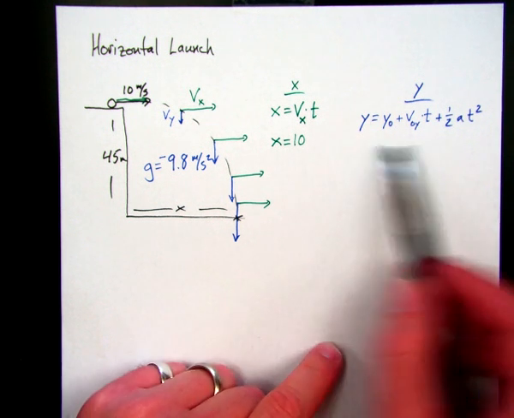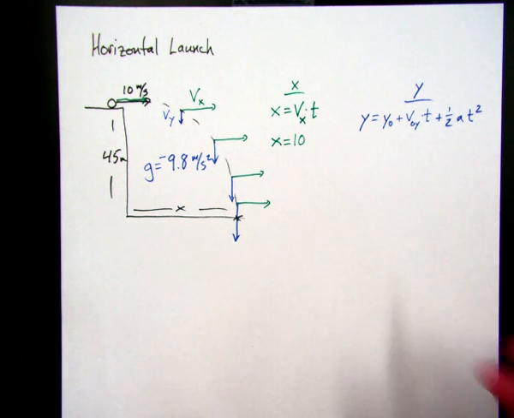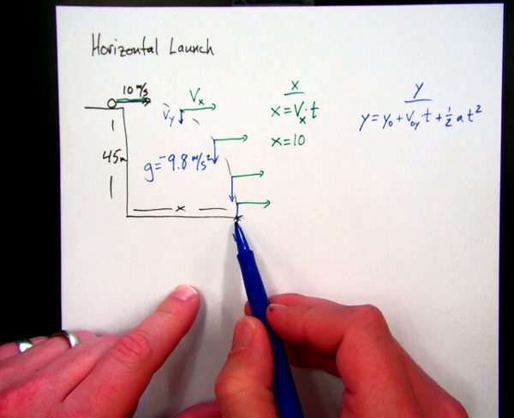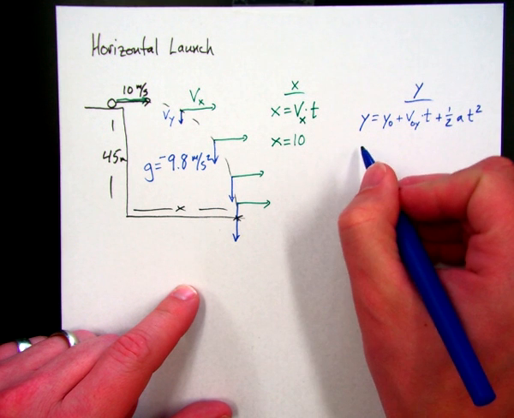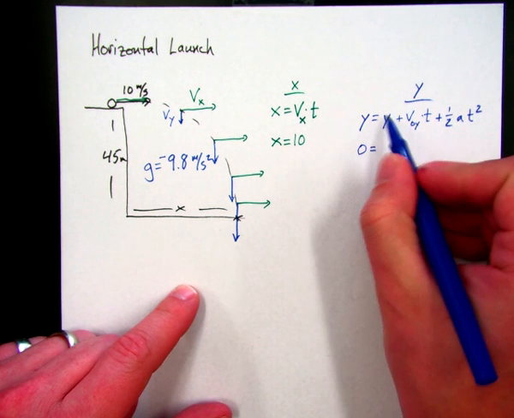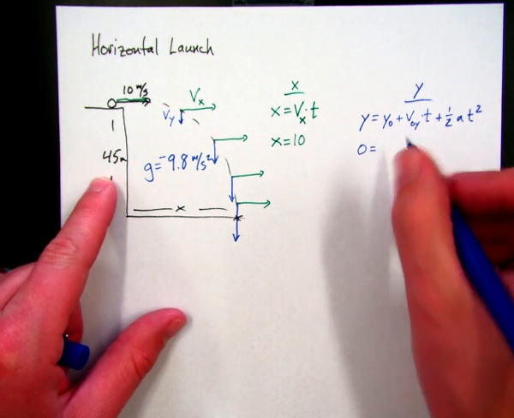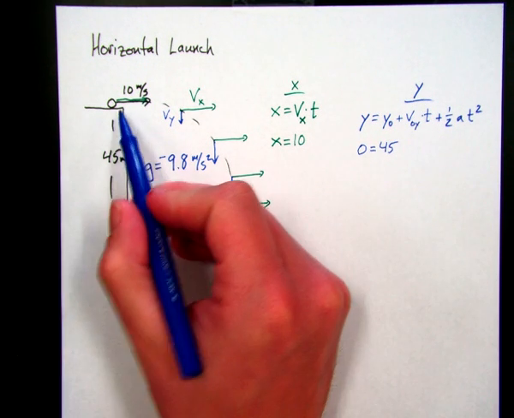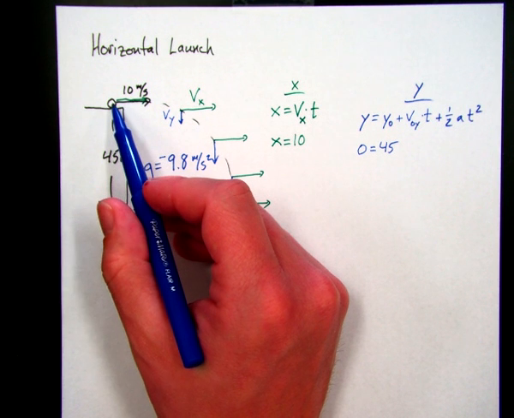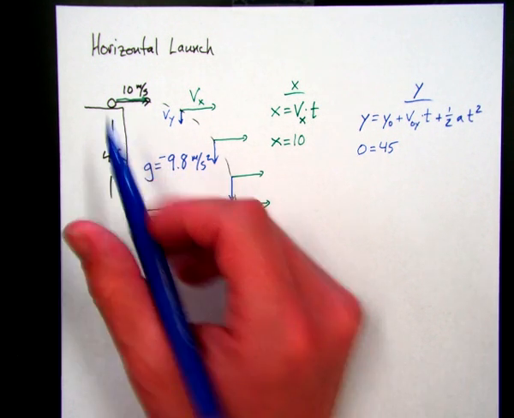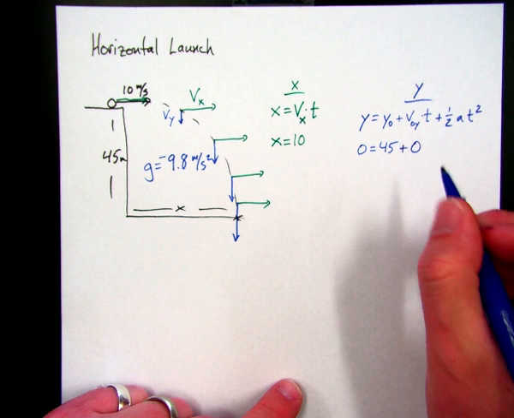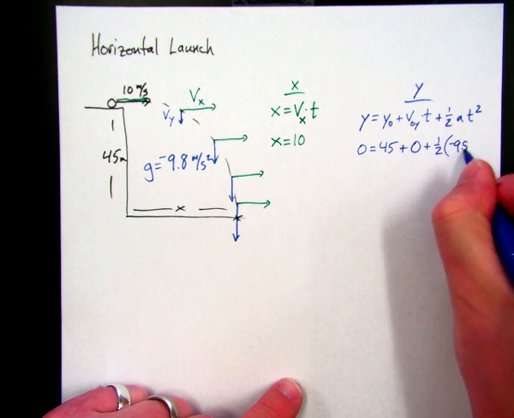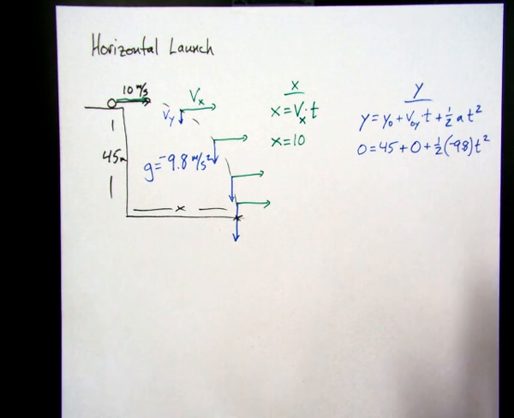So I'm going to go into the y direction here, and I'm going to put in my parameters. The time that I'm interested in is when the object reaches the ground, which means that the height will be 0. What height does it begin with? It begins with 45 meters. What velocity does it have at the beginning in the y direction? This one doesn't have any initial velocity in the y direction. That is simply 0. And I have 1/2 negative 9.8 t squared.